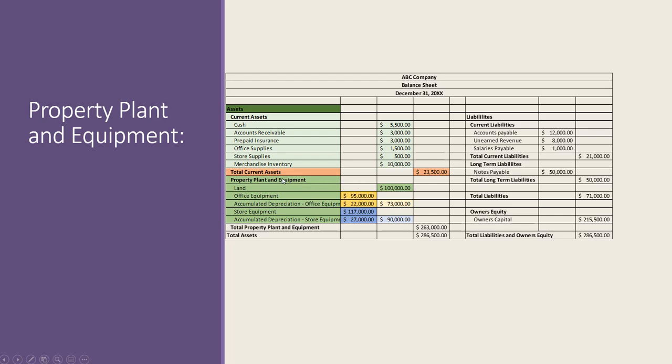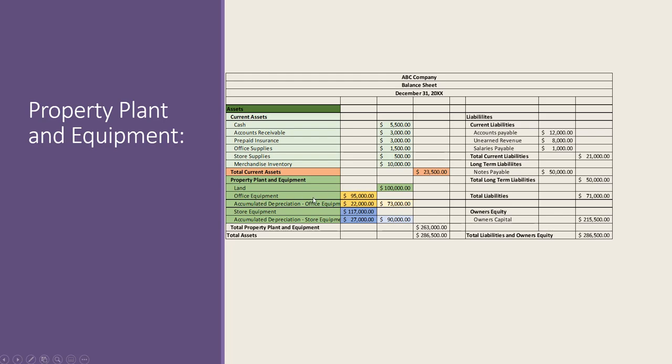Moving on to the property, plant, and equipment, you'll notice that we have numbers in the center column and numbers in the far left-hand column. So let's start with the center column. This represents book value of the asset. Now, as we discussed in the past, land does not depreciate, so the land total cost goes in the center column. Office equipment gets depreciated.